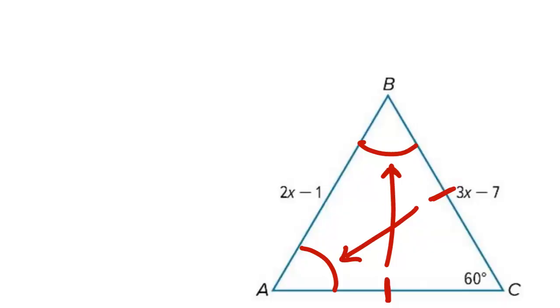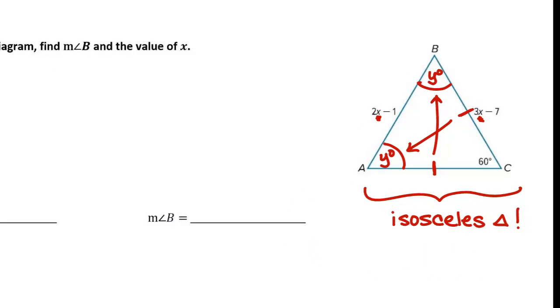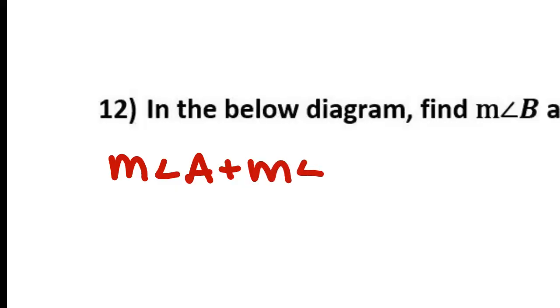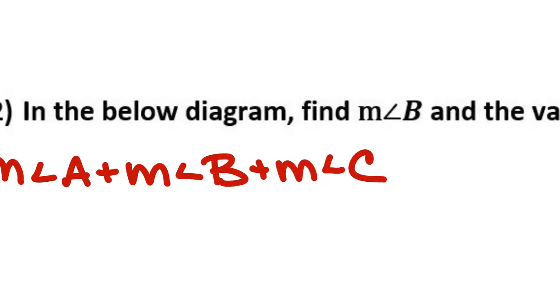So I'm going to give them a letter name. I can't choose X because X is already being used in these expressions. So I'm going to go ahead and call this Y. So I know that the measure of angle A plus the measure of angle B plus the measure of angle C is equal to 180 degrees.